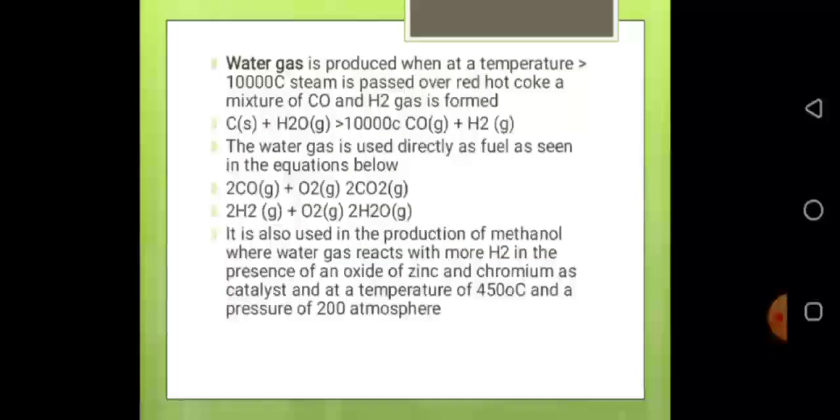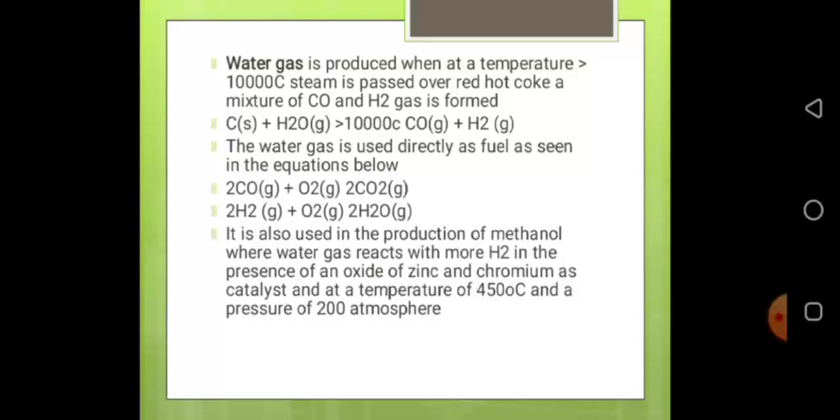So let's see what producer and water gas are. Water gas is produced at a very high temperature. Steam is passed over the red hot coke, and a mixture of carbon monoxide and hydrogen, called water gas, is formed. So when we pass this water at this temperature, the temperature is very, very high, what will result is carbon monoxide and water gas.